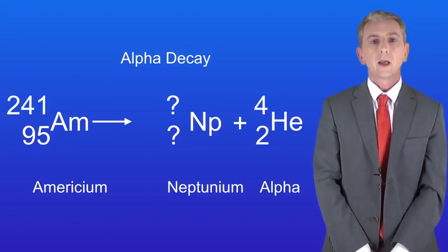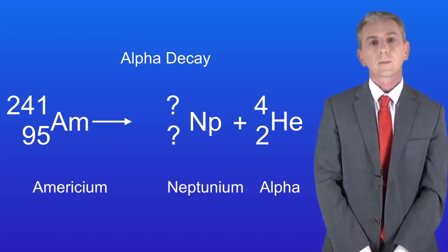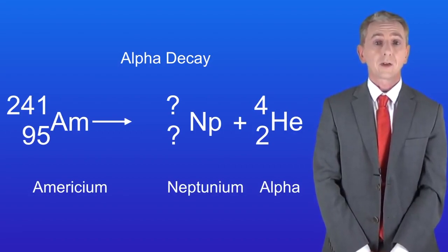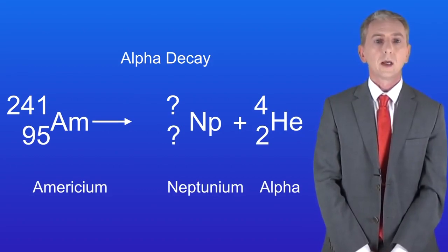Here's one for you to try. This shows the alpha decay of the element americium. This is the element that we find in smoke detectors. When americium undergoes alpha decay, it forms neptunium. I'd like you to work out the atomic number and the mass number of the neptunium. So pause the video now and try this yourself.